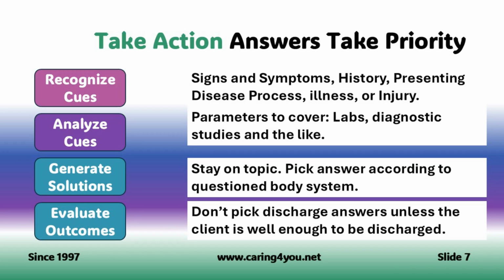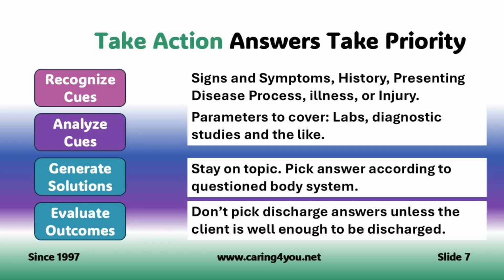Generate solutions always gets picked third, well, fourth if you're going to do take action first, right? And then evaluate outcomes is last. So for answering the questions, take action is first, recognizing cues is second, analyzing cues is third, prioritize hypothesis doesn't really come up, generate solutions is fourth, and evaluate outcomes is fifth. That's the order of how we pick the proper answers.